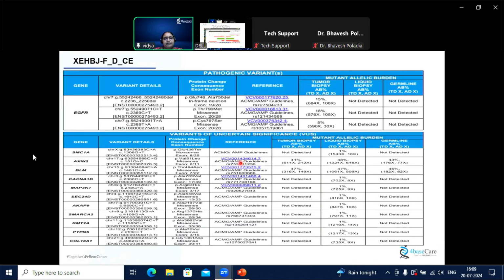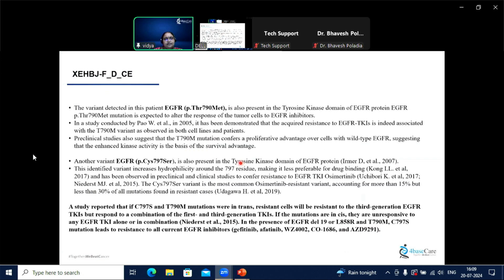So basically, whenever there is a C797S along with the deletion, it is very important to see whether they are in cis or trans. The reason it helps when there is a trans is that they can be re-challenged with first generation inhibitors along with third generation inhibitors. Unlike if they were in cis, they become much more resistant and do not respond very well to any of the current existing lines of EGFR TKI as per the NCCN documentation.